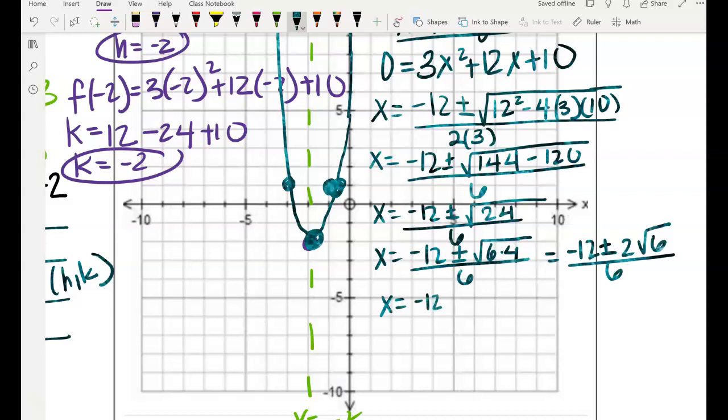Negative 12, they are all even, so we are going to divide each and every term by 2. So this is going to be divided by 2, by 2, by 2, only the outer terms, okay? So x equals negative 6 plus or minus 2 divided by 2 is 1, so it's just now rad 6 all over 3. So this is your two x-intercepts right here.